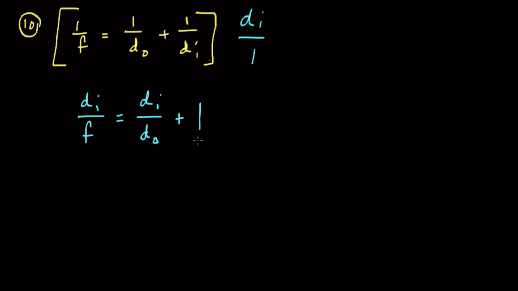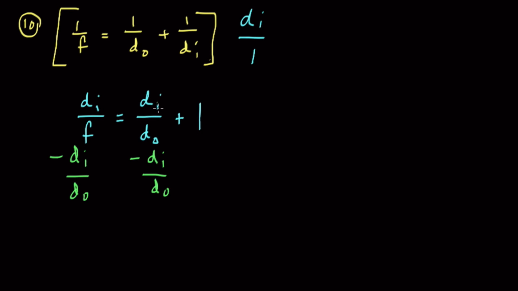I want to solve for di, so a strategy for doing that is to get all the terms with a di in them on the same side of an equal sign. So what I would do is subtract di over do from both sides.